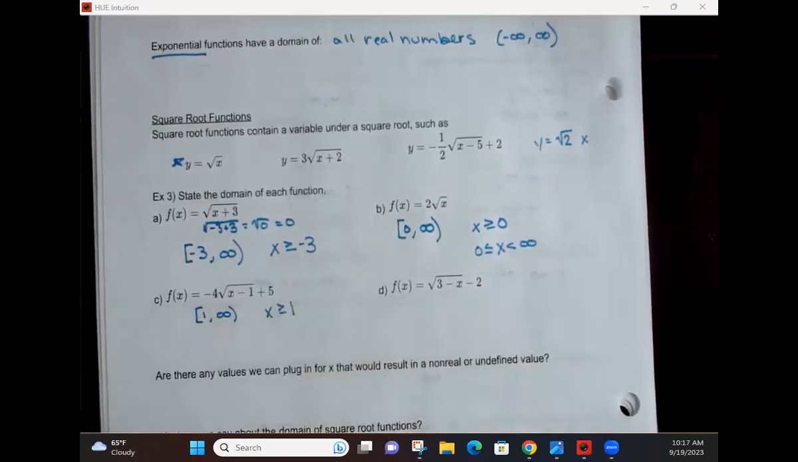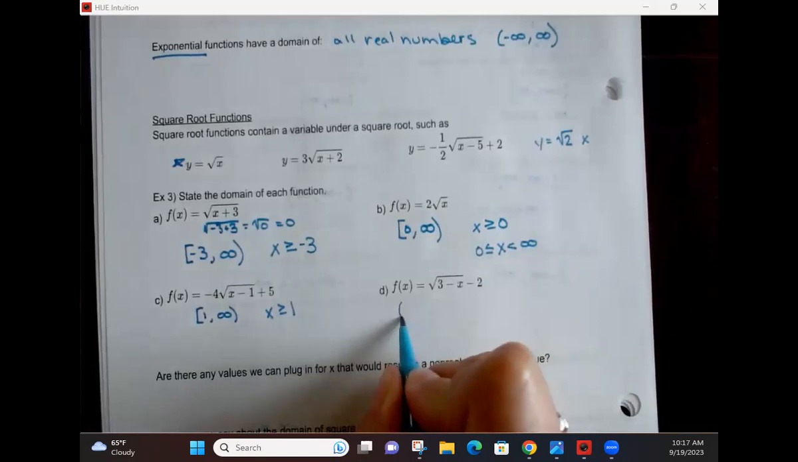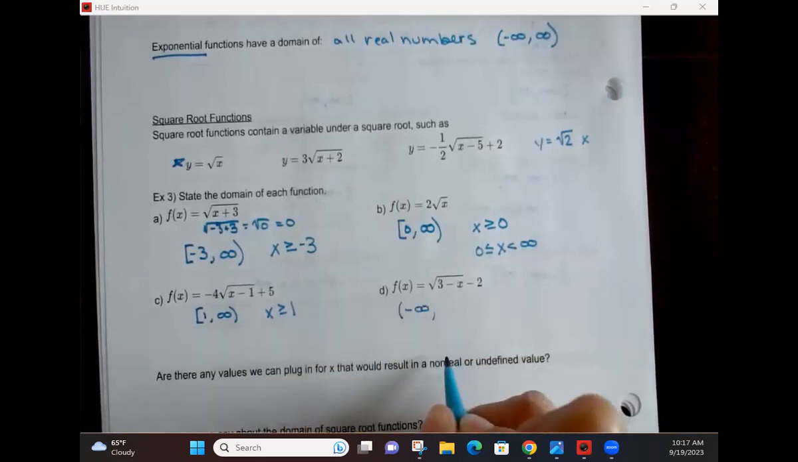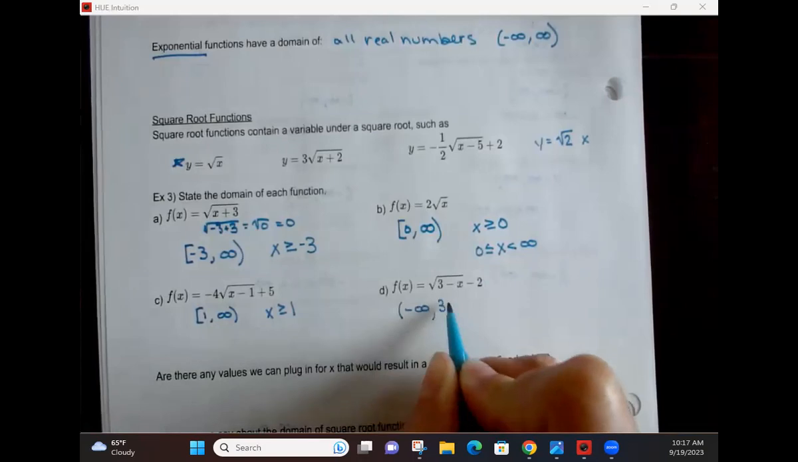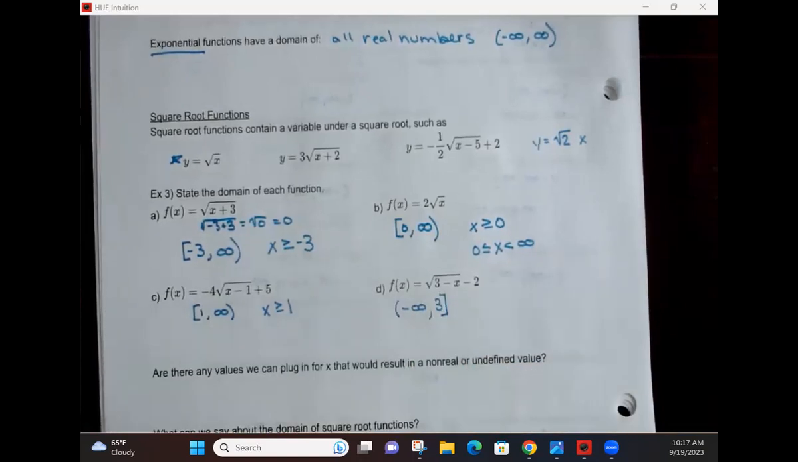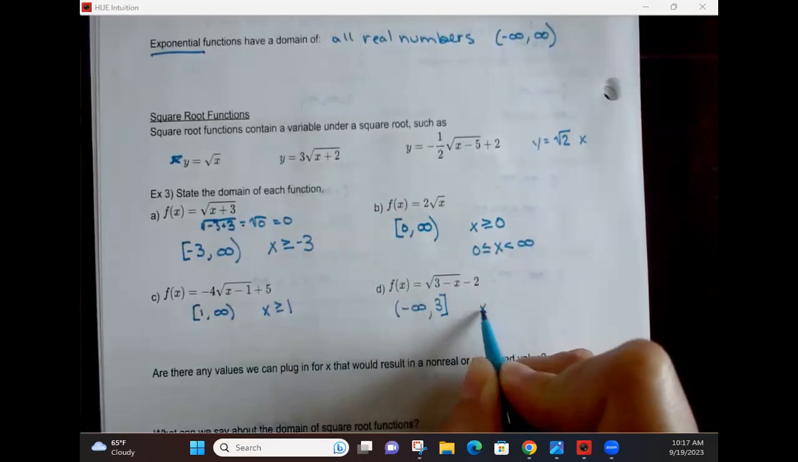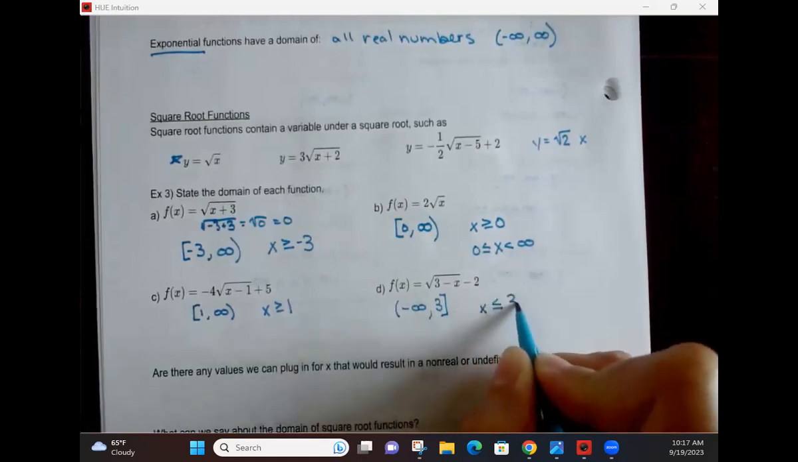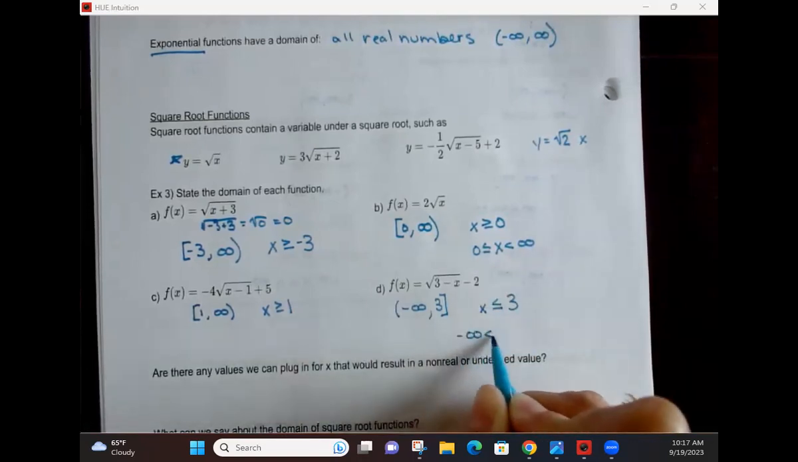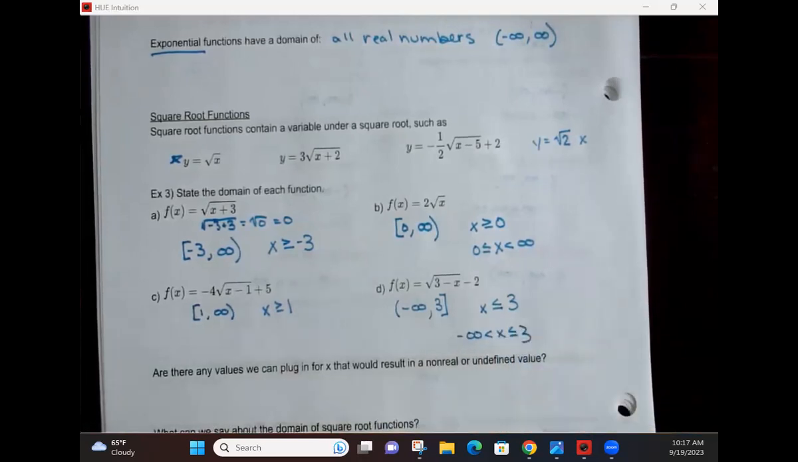What about D? This one's kind of the opposite, right? Since we're subtracting x, negative numbers are okay. Could I include any positive number? Up to 3, right? 3 is the maximum. So this time, we actually can include any negative number that we would like, and then positives, but only up to 3. So this would be x is less than or equal to 3, or negative infinity is less than x is less than or equal to 3.